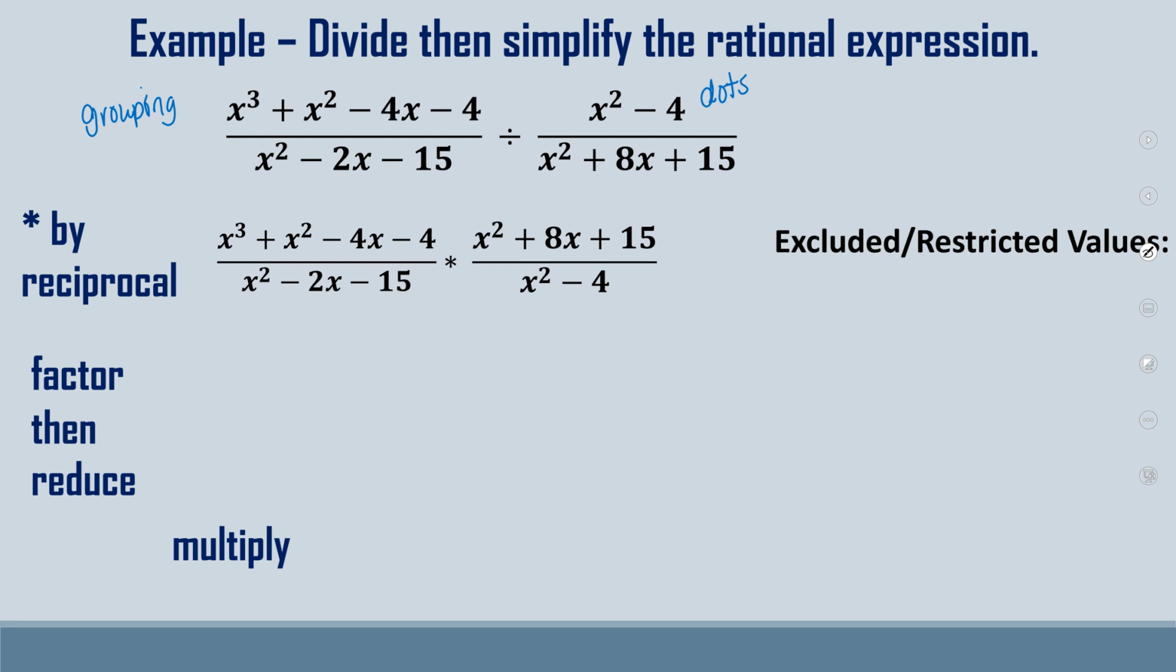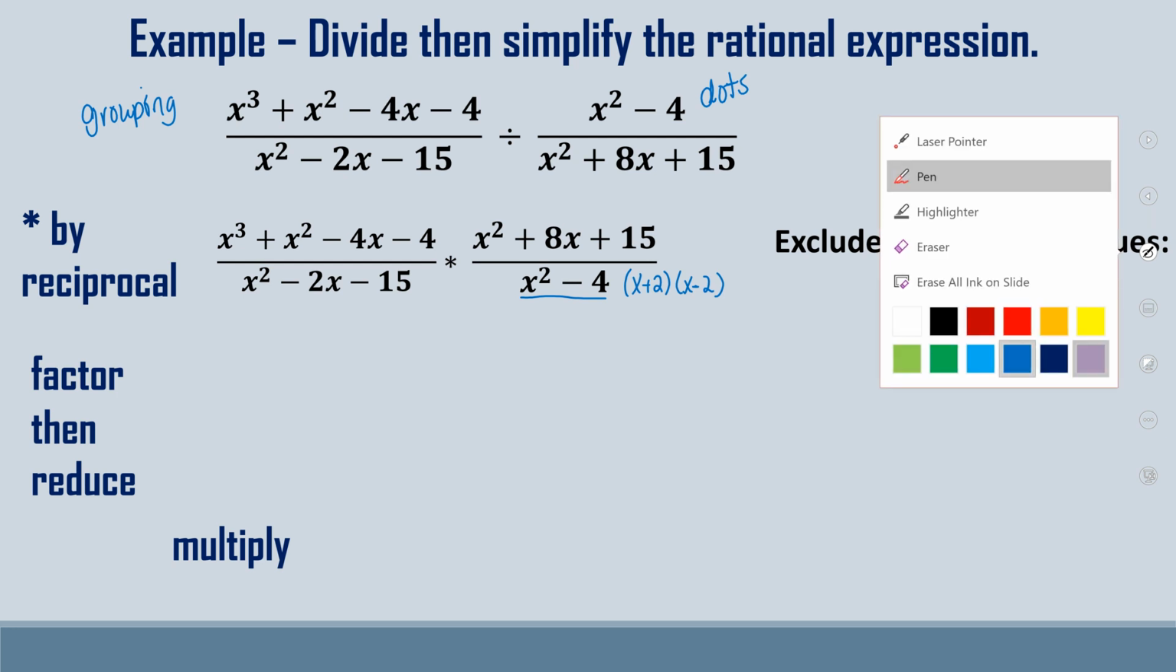Okay, let's take care of the difference of two squares first. So the x squared minus 4, remember, take your square roots. That'll be a plus 2 and a minus 2, so x plus 2, x minus 2. Okay, that one's done. Get that out of the way. We're really good with our trinomials, so let's look at those next.